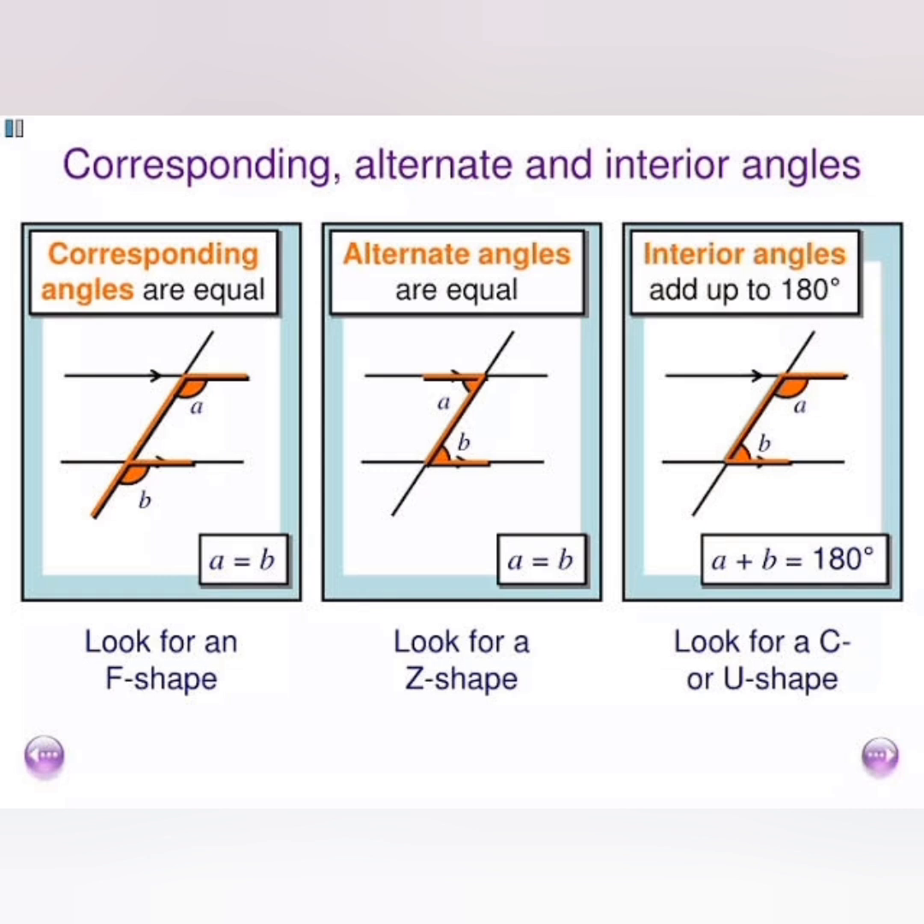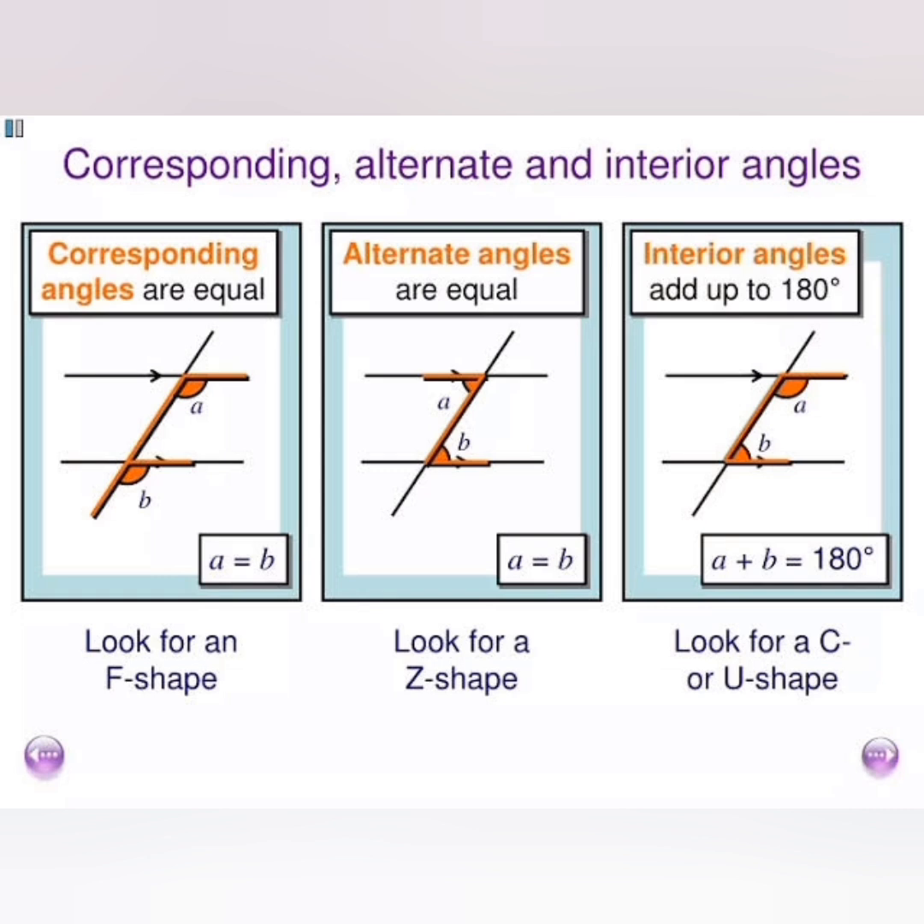When a transversal line cuts across, more angles are formed. And these angles are corresponding angles when they lie on the same side of the transversal line. Alternate angles lie on opposite sides of the transversal line. Interior angles add up to 180 degrees. And so corresponding angles are equal, alternate angles are equal. We also have the vertically opposite angles, which aren't here right now, but we know they are equal.